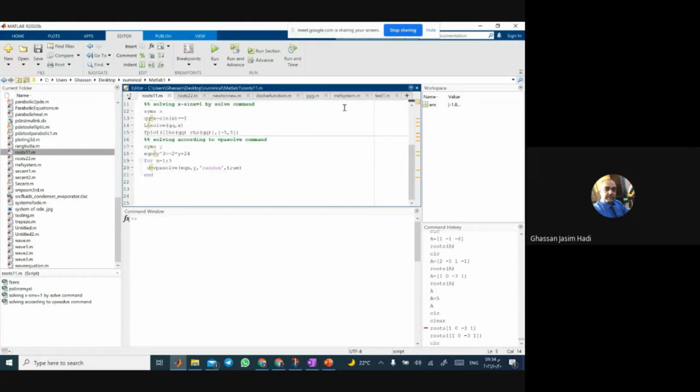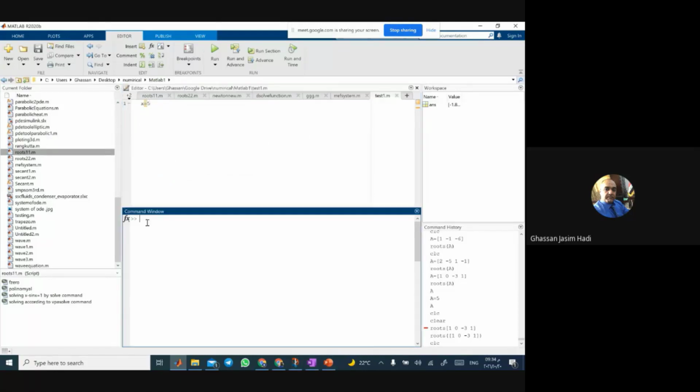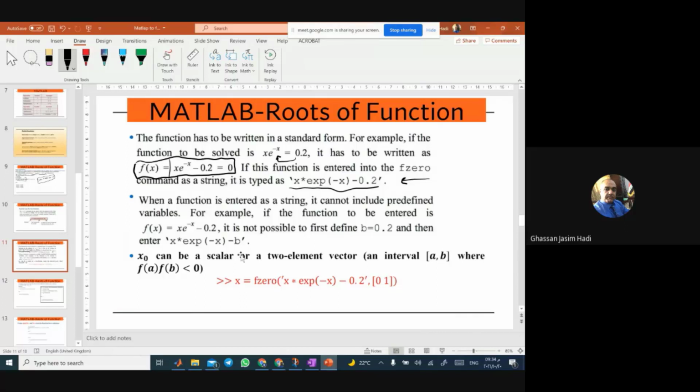Let's try to solve. Now let's rewrite here. Sometimes we have to write an interval, but you have to be sure this interval, the intersection, lies between these two numbers. Let's try.